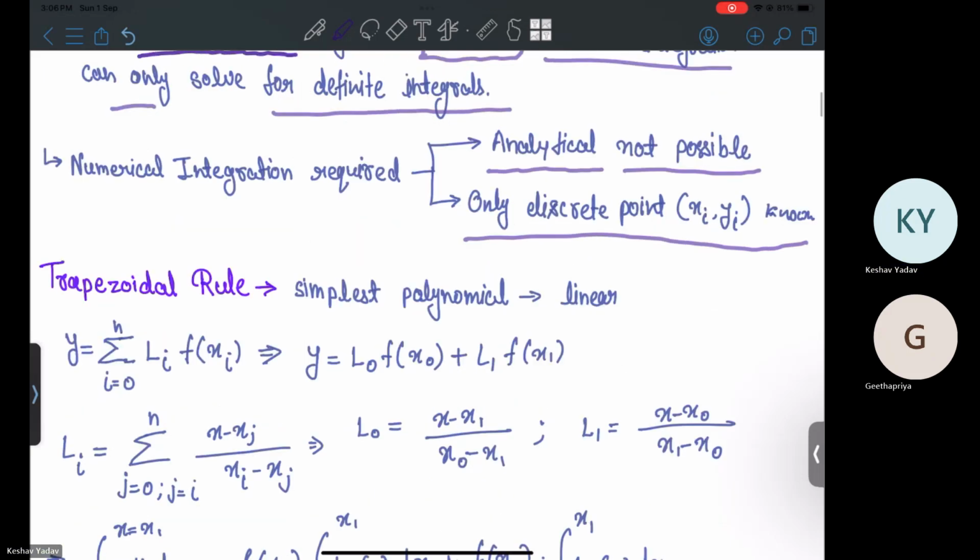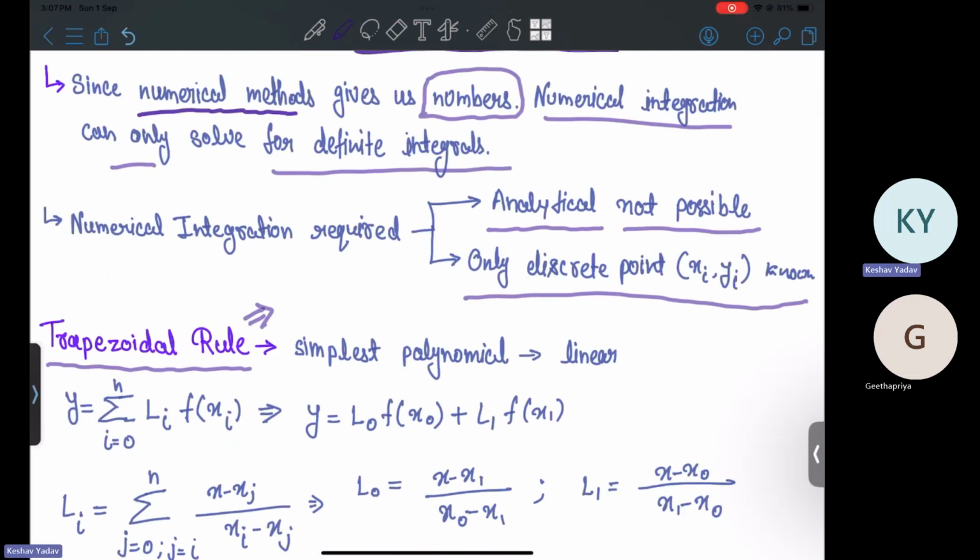Fine. Now we will discuss the first type of numerical integration, that is, numerical integration using the trapezoidal rule. Just respond whether I am audible correctly and you are able to see my screen. Okay, thank you. So the first method is the trapezoidal method.